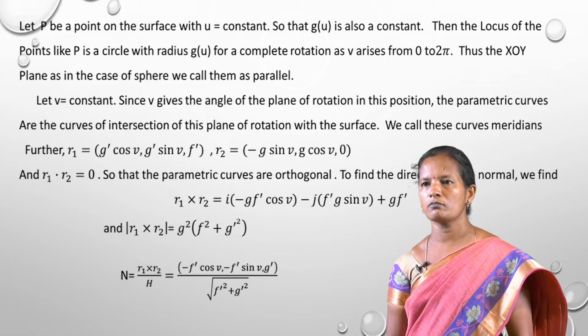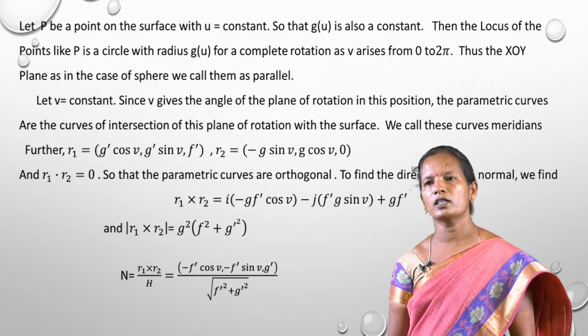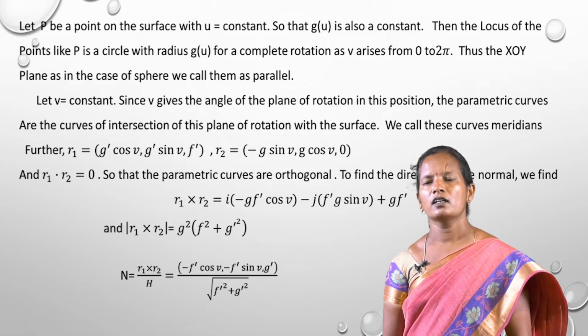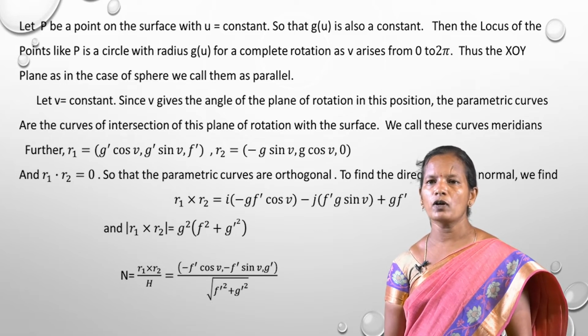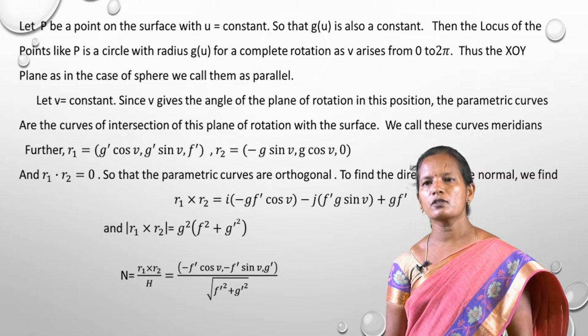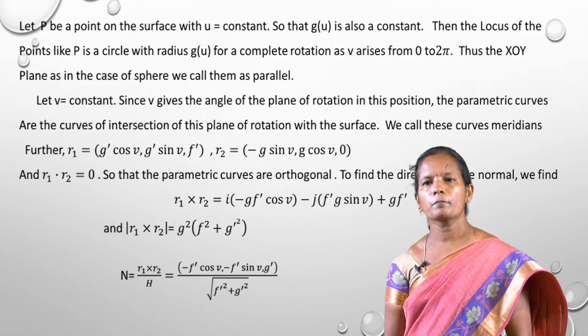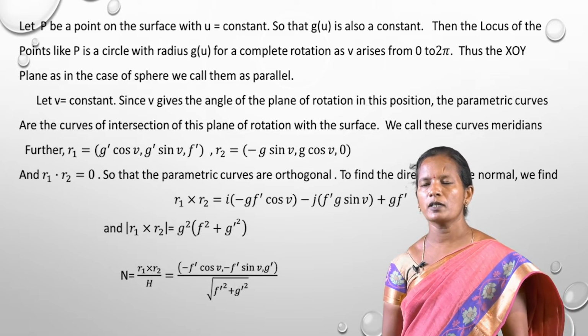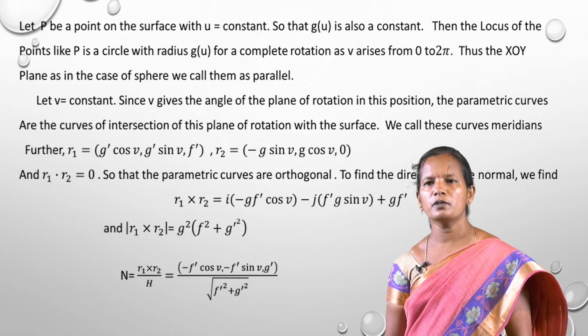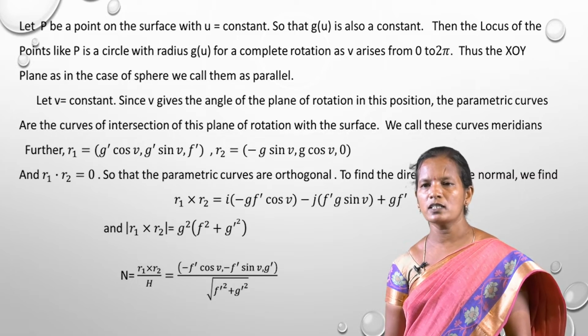To find the direction of the normal, we find R1 cross R2 by evaluating the determinant, that is i vector into minus g into f dash cos v, minus j vector into f dash g sin v, plus g into f dash. And the modulus value of R1 cross R2 is g into the square root of f dash squared plus g dash squared. Now the unit normal vector N is equal to R1 cross R2 divided by H, the modulus value of R1 cross R2, that is i into minus g f dash cos v minus j into f dash g sin v plus g into f dash, divided by H, whose value is the square root of f dash squared plus g dash squared.